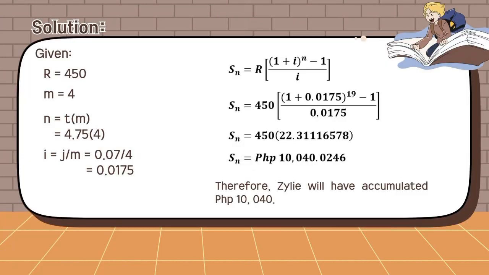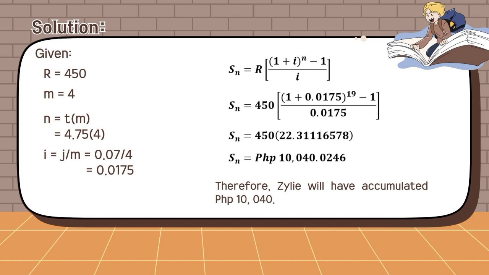Now, we have here our solution. Our R, or the size of each annuity payment, is 450 pesos. Our m is 4 since the problem says it is quarterly. And our n, or the number of payments in the annuity, is 4.75 multiplied by 4, which is 19. And our i is equal to 0.0175. So we will use the formula given for the future value of an ordinary simple annuity.